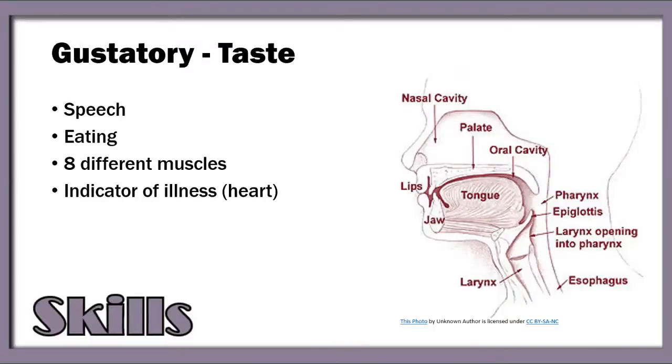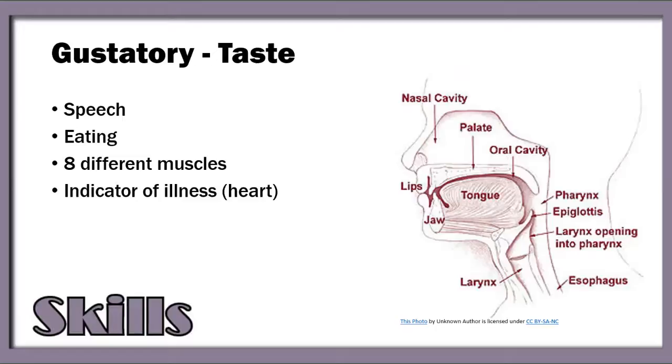And gustatory relates to taste. This relates to our ability to speak. So our tongue, which is the muscle in our mouth, allows us to speak. The tongue moves around to allow us to perform different sounds in our mouth. Obviously, it helps us eat. There are 8 different muscles in the tongue that pull the tongue together.